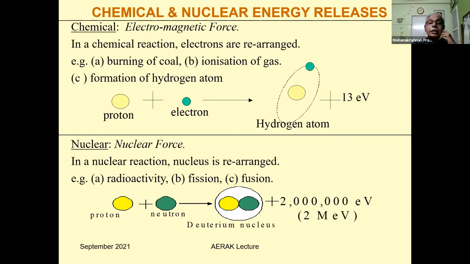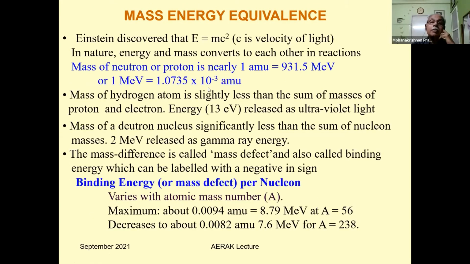Einstein discovered that energy and mass can be converted from one to the other. So the mass m is converted to energy. You get energy equal to m c squared, where c is the velocity of light, which is 3 into 10 to the 10 centimeters per second. The mass of a neutron or proton is nearly 1 AMU, atomic mass unit. If you convert this using this relation, you will get 931 MeV. And 1 MeV is equal to 1 into 10 to the minus 3 AMU.